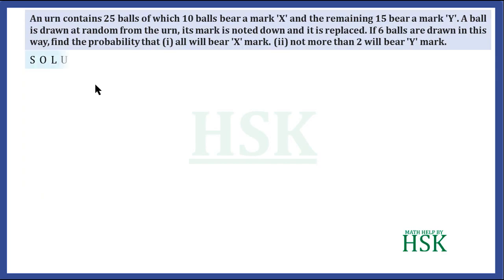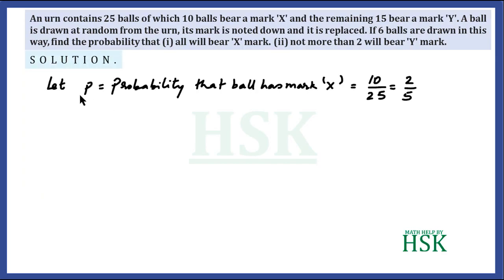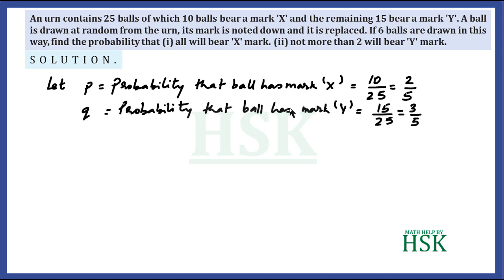Okay, now to solve this question, let P be the probability that a ball has mark X. A selected ball has mark X. So this will be equal to 10 upon 25 because there are total 25 balls and there are 10 balls which are having X written on it. So 10 upon 25 or 2 by 5 will be the probability that a ball which is selected has mark X, and Q is the probability that the ball selected has a mark Y, and this would be equal to 15 upon 25 or 3 upon 5.